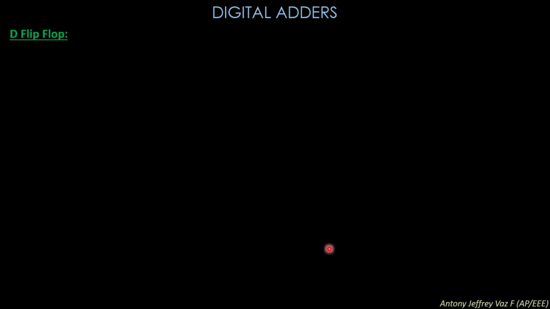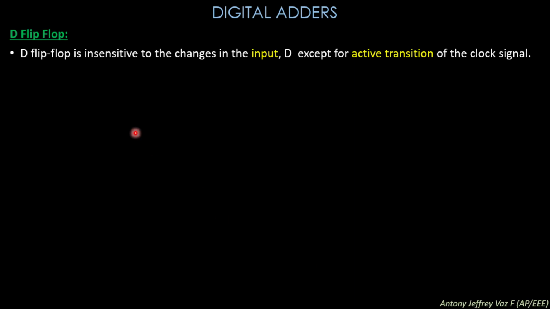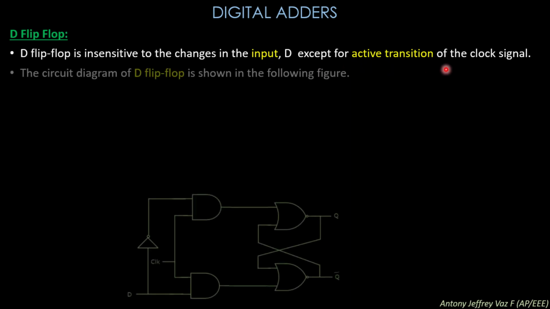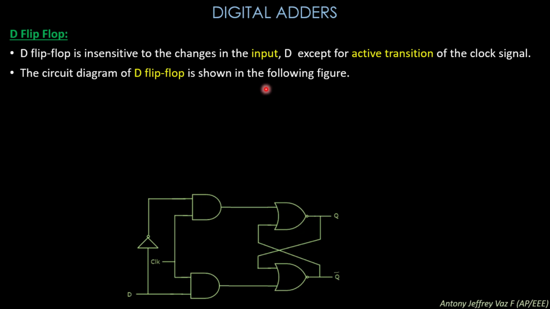The next flip-flop you are going to see is the D flip-flop. D flip-flops are insensitive to the change in input D, except for the active transition of the clock signal. The circuit diagram of the D flip-flop is shown in the following figure. The circuit has a single input D, which is fed into the flip-flop, and these are the two outputs Q and Q bar. So you have a single input into the flip-flop and there are two outputs from the flip-flop.